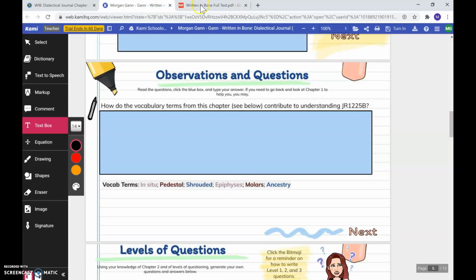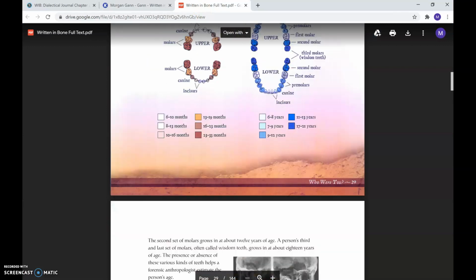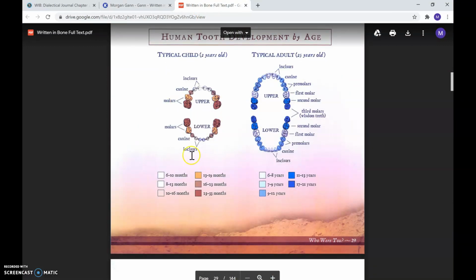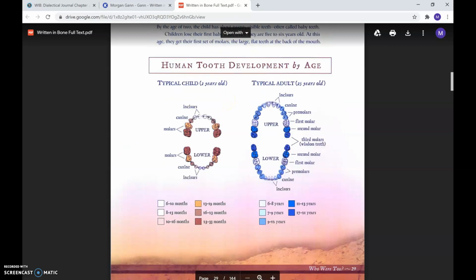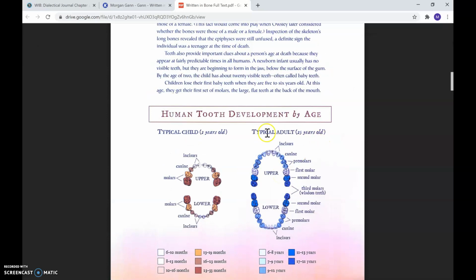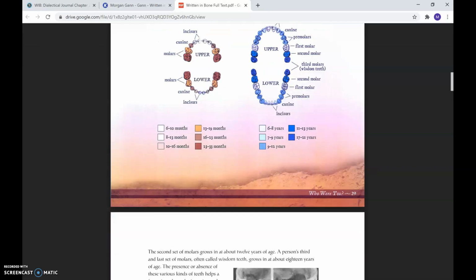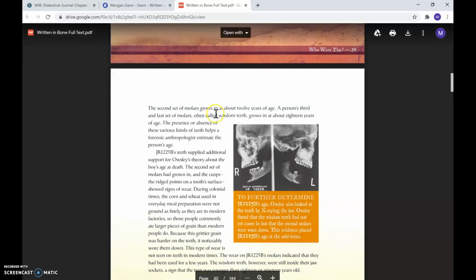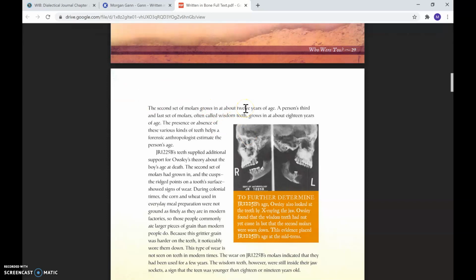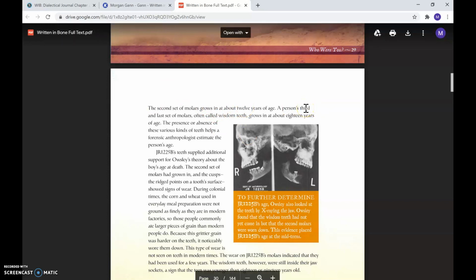The molars in your mouth. As we get older, your teeth come in at different times, and you had this picture to help you understand that. So the molars here. It says children lose their first baby teeth when they are 5 to 6 years old, and at this age they get their first set of molars, the large flat teeth at the back of their mouth. But the second set of molars doesn't grow in until about 12 years old. And then you have your third and last set of molars. This is called your wisdom teeth. This grows in at about 18 years old.